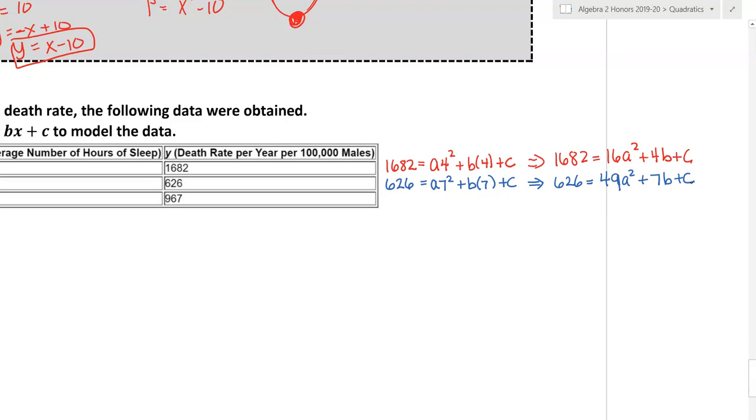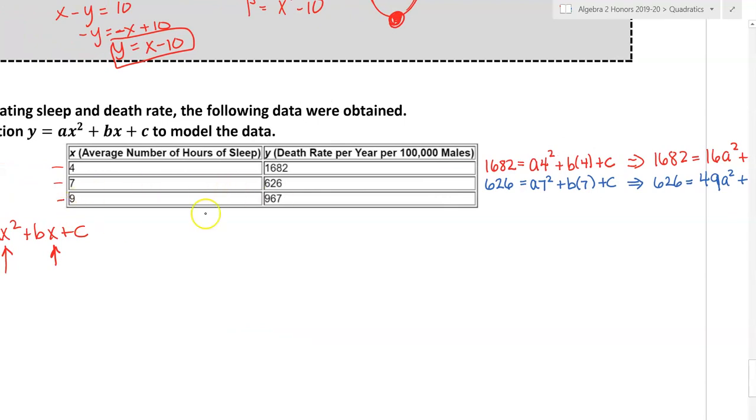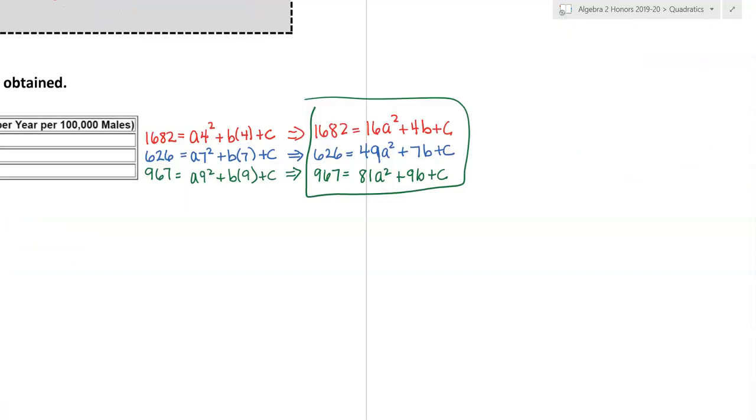So we've got 2 equations there. Now we just need one more. So I want you to pause the video and try this third ordered pair. Okay, so plugging in 967 for y and 9 for x, we obtain this third equation.